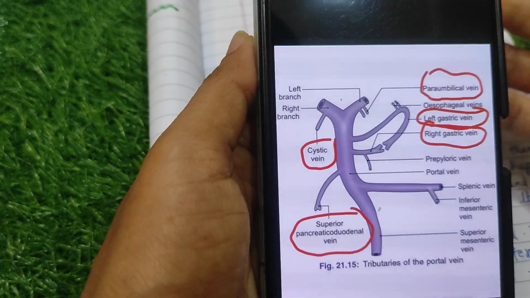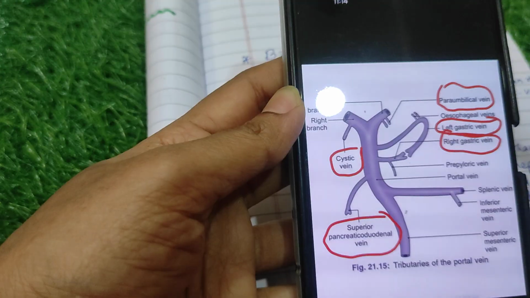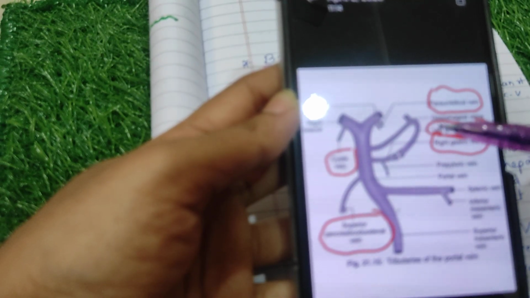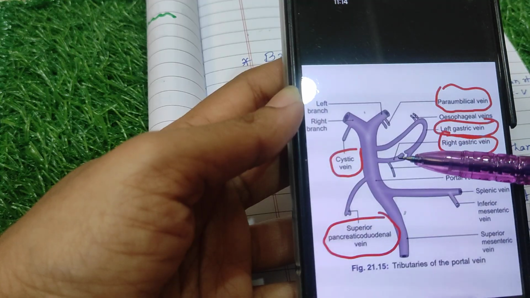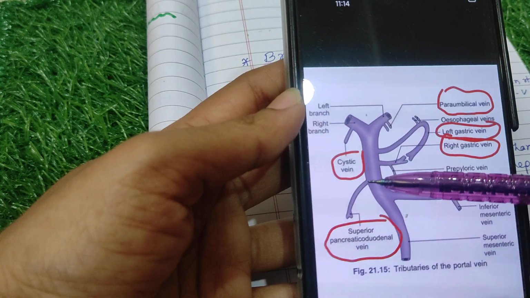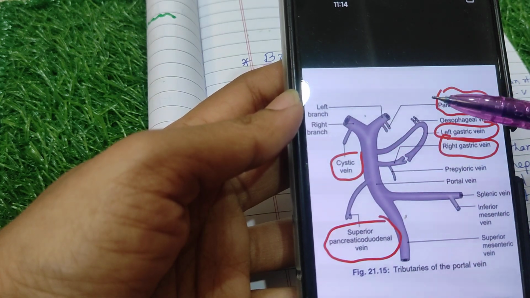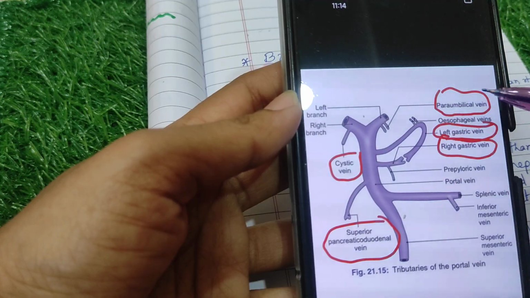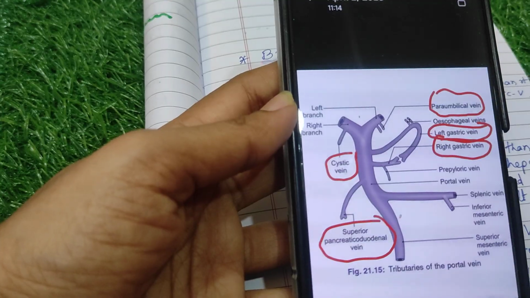Next, moving on to the tributaries of portal vein. One is the left gastric vein, this one, and the right gastric vein, superior pancreatico-duodenal vein, and the cystic vein, and the para-umbilical vein. So these are the tributaries of portal vein.